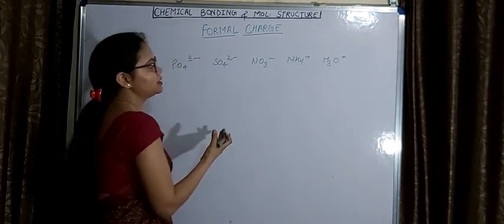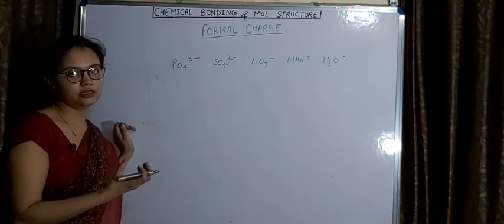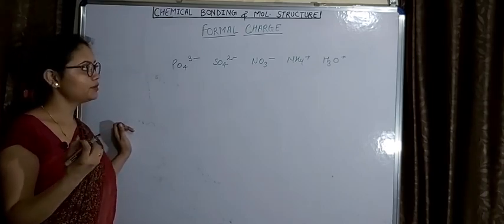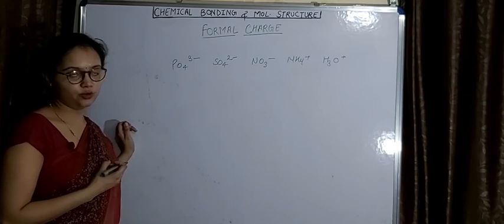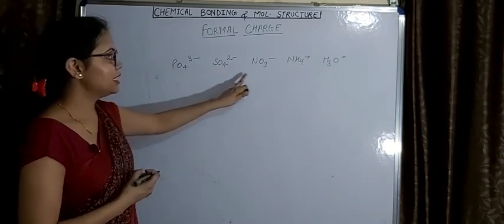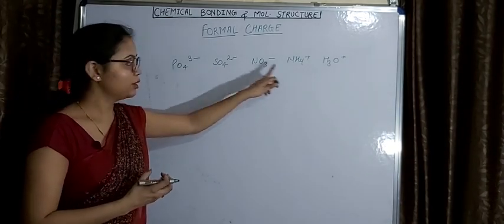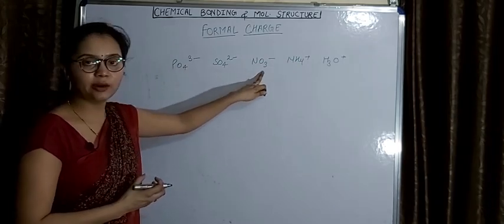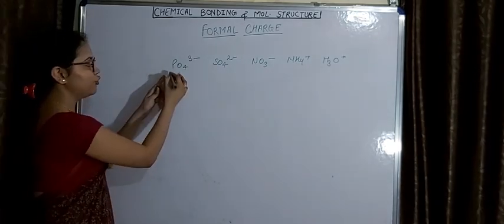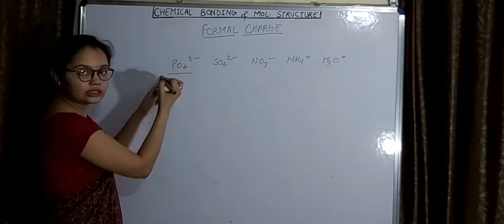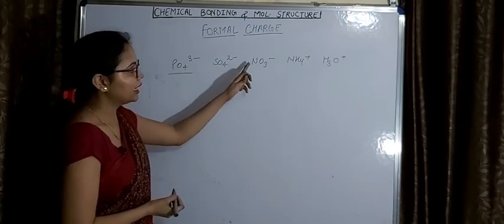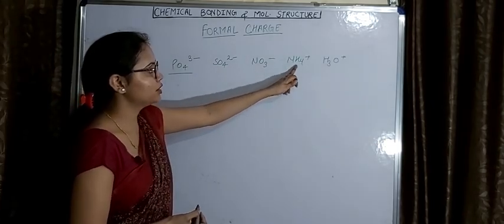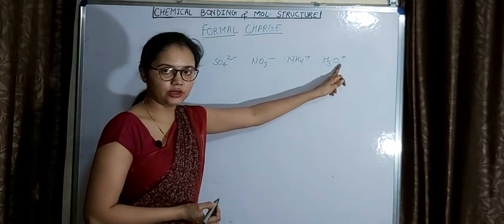So we have already seen these type of species in many topics, okay? And today I will tell you about the category of these species, okay? So as you can see here that in these species more than one atoms are present, okay? Like in phosphate, phosphorus and oxygen is present. In sulfate, sulfur and oxygen is present. Here nitrogen and oxygen, nitrogen and hydrogen, hydrogen and oxygen, okay?